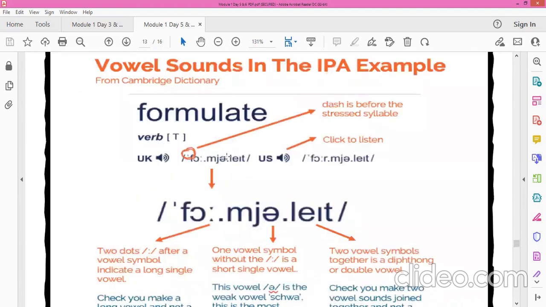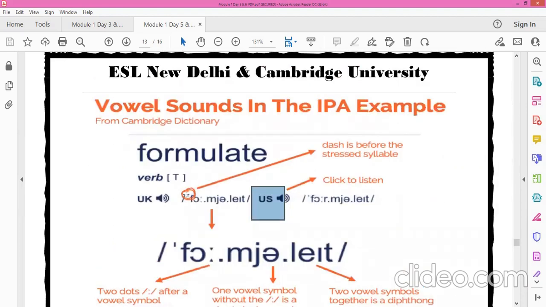Whenever you are going to check a new word in the dictionary, nowadays we do have online dictionaries, so you can check what will be the UK sound. What will be the pronunciation in the United States or in the United Kingdom? Here both are given, so you can check. Now remember these IPA sounds; it is the same as we have learned.